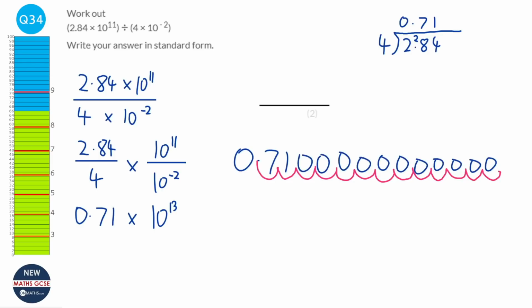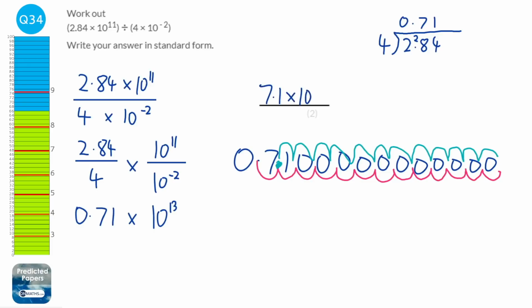So it would be 7, 1 and all those zeros, and then I'm going to put it back into standard form. Now the decimal point will need to be here to make it 7.1, so it would be 1, 2, 3, 4, 5, 6, 7, 8, 9, 10, 11, 12. So it's going to be 7.1 times 10 to the power of 12.